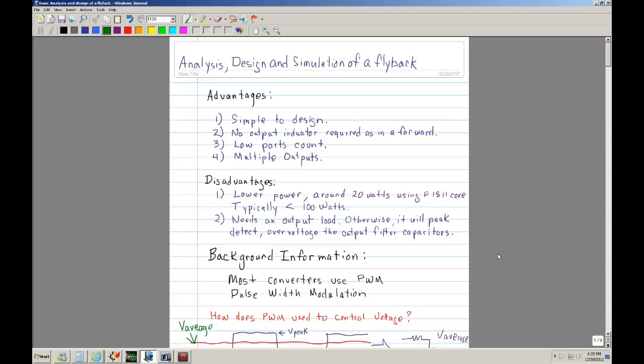Hi, welcome to the analysis, design, and simulation of a flyback.